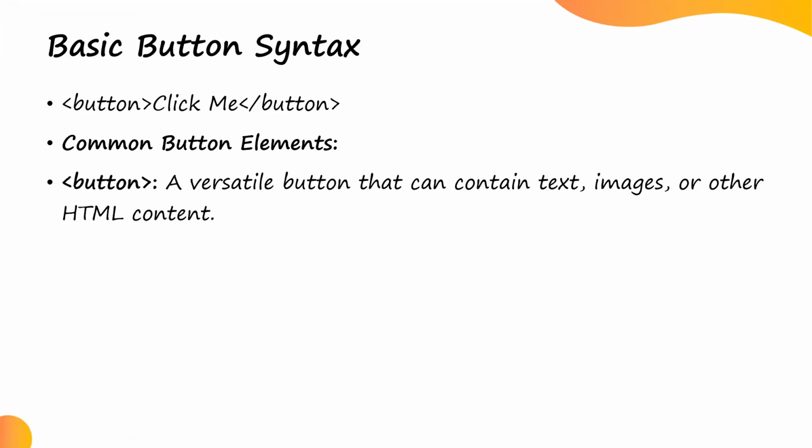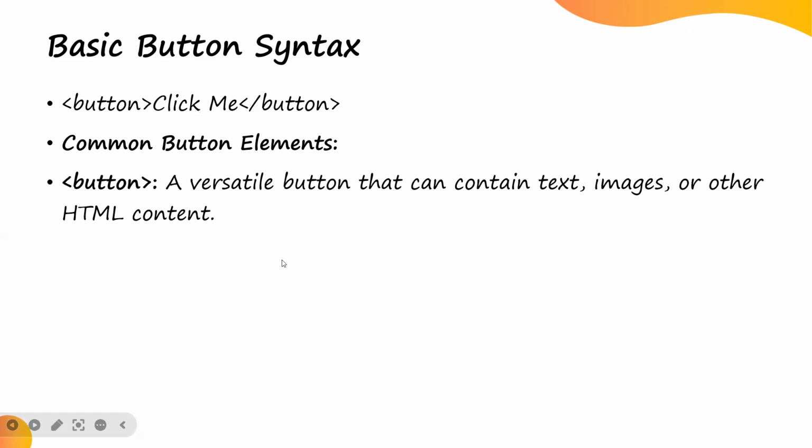Okay, so common button elements. There are a lot of button elements, so let's take a look at them one by one and discuss them. So we have the one that you have just seen here, the button element. It's a versatile button that can contain text, images, or other HTML content. This one contains text, but instead of me putting click me here, I can put an image here. We are going to see it in action, or it can also contain any other HTML element.